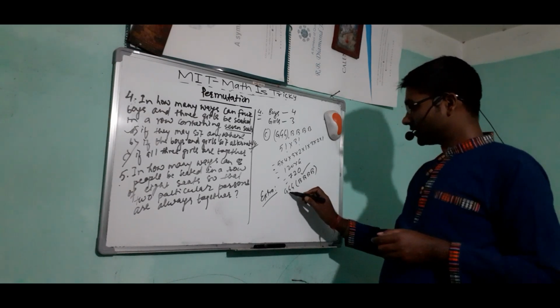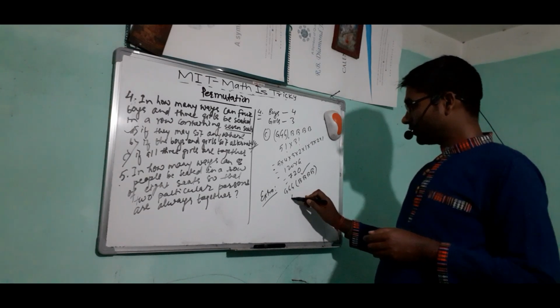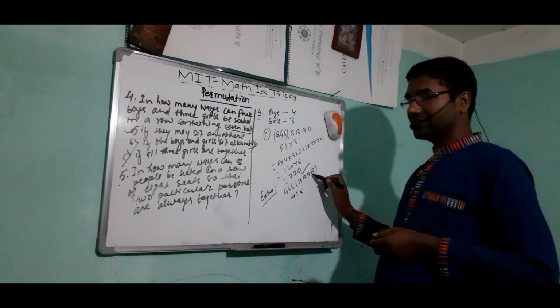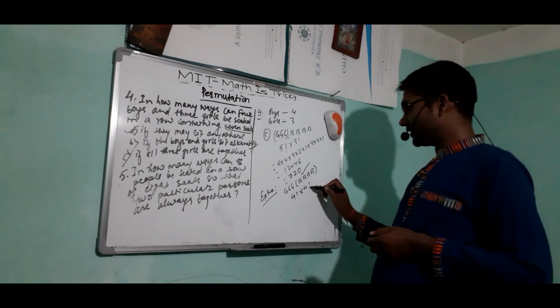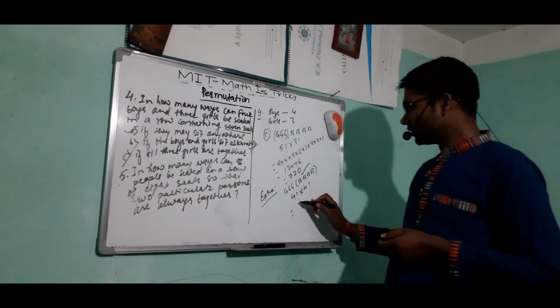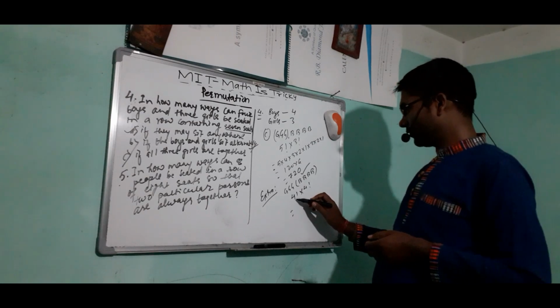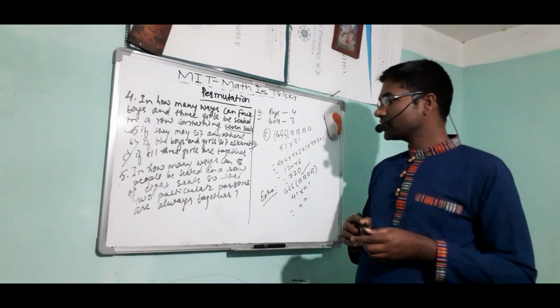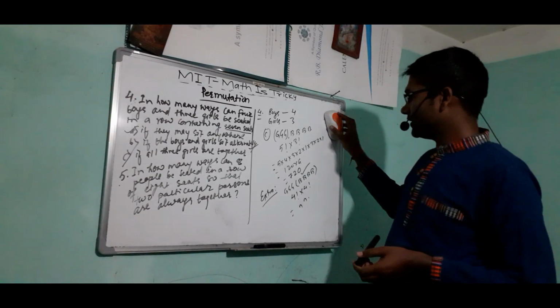So in that case, there will be 1, 2, 3, 4 persons. They can sit in 4 factorial ways, and boys can sit in 4 factorial ways. So how much can we write here? 4 factorial into 4 factorial. That is going to be our answer. Hope you understood this. Now let's move to another question.